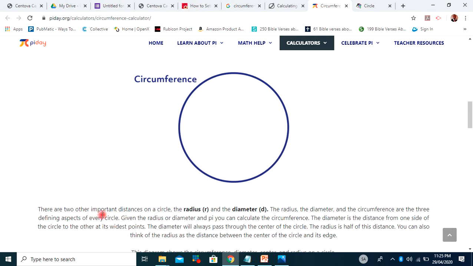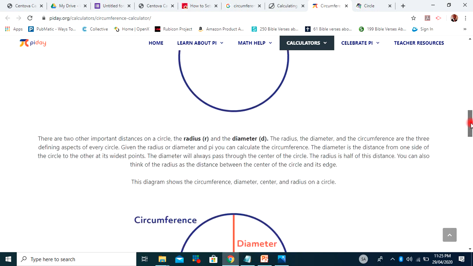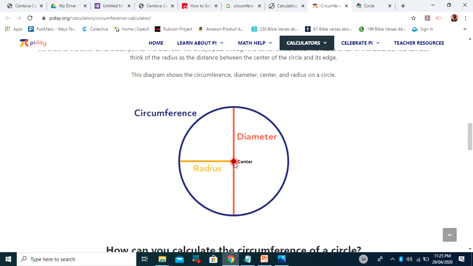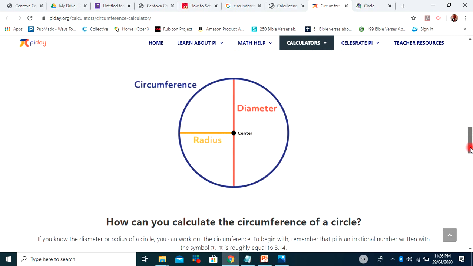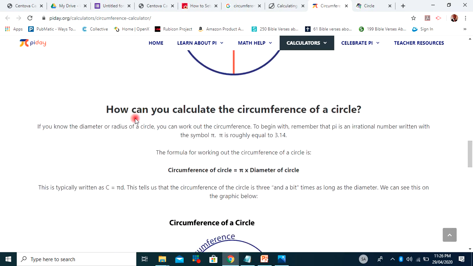There are two other important distances on a circle, the radius, which represents r, and the diameter, representing d. The radius, you can see that below. Can you see the radius? And the diameter, you can see that too. And you can see the center, which is that black dot in the circle. Let's move on with the class.